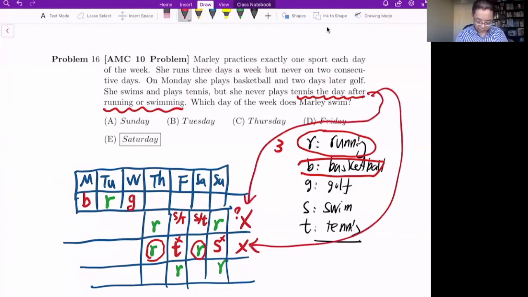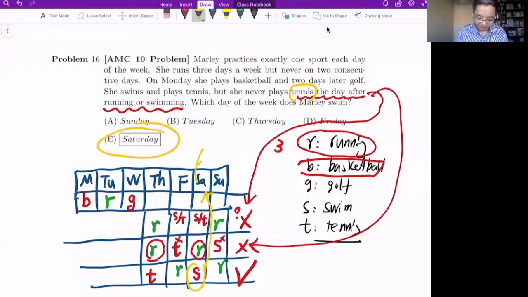Okay, so the last one is the situation with the 2 runnings here. Then, because tennis cannot be after running or swimming, that's the key requirement, the tennis has to be right here, and the swim will be right here. Now if you check this one, all requirements are fulfilled, so this is a valid arrangement. So we have swimming on Saturday.